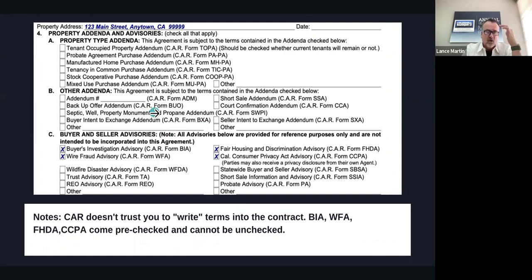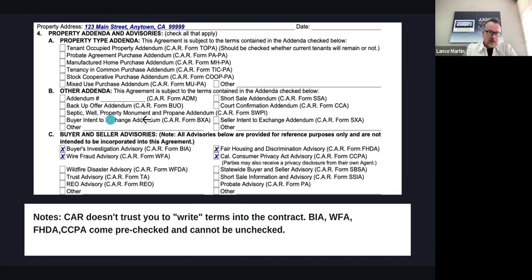I'm drawing a blank here real quick. Help me out here, guys, on property monument. Anybody have an example of that? I'm looking at that and I'm just drawing a blank. Maybe we'll circle back to that, and when we get to the SWPI, maybe we can get into a little bit more depth with that.